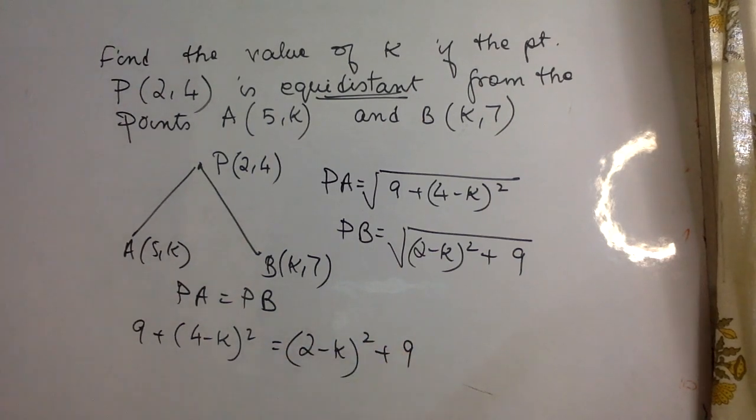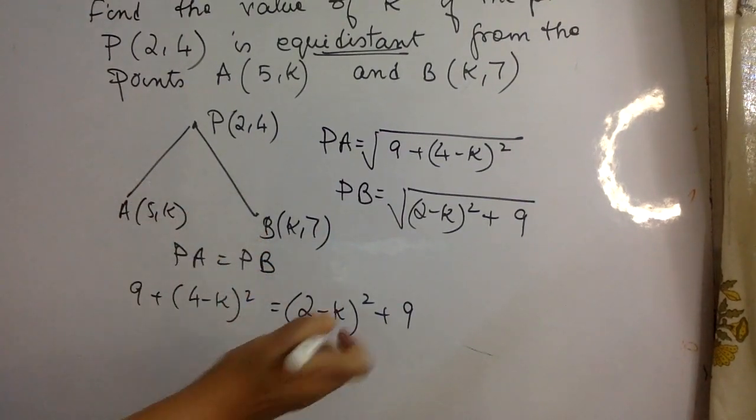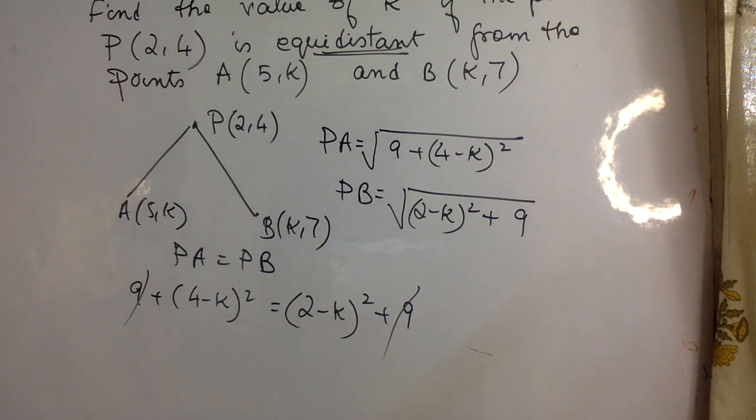Now you must be wondering, where is the root sign? I have squared both sides, and so the root sign is gone from both sides. So let me start with my calculations.